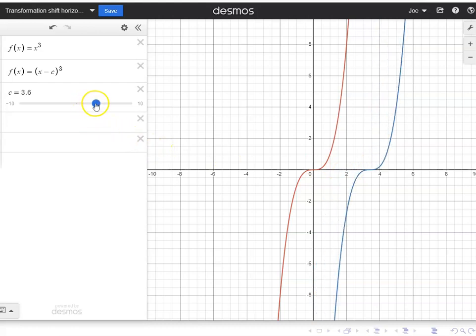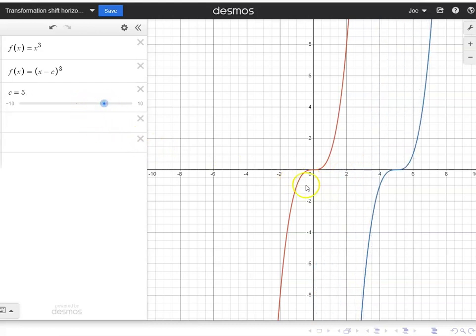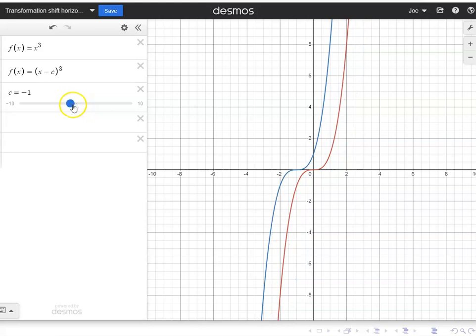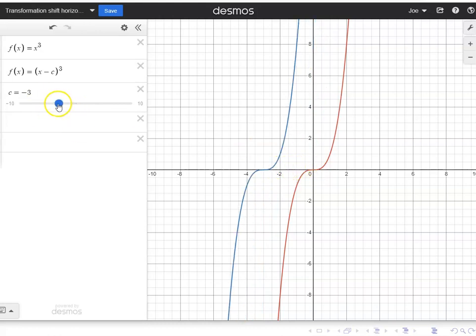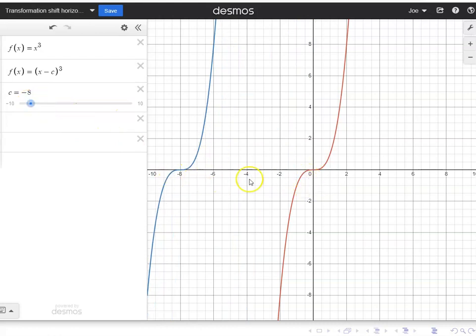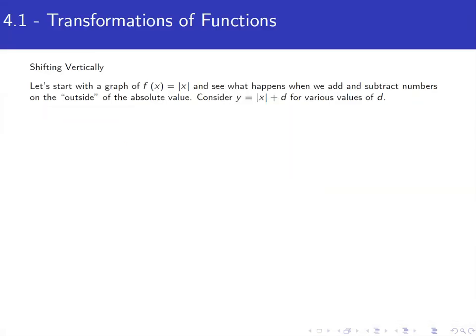If I scroll over a little bit more, let's say I go all the way to 5, I see that I've taken the original f of x equals x cubed and moved it right 5 units. If we move that c value to the other side, let's say we go to -1, I've moved it 1 unit to the left. Notice that if we put -1 in for c here, we would have (x plus 1) cubed. Again, move it over to -2, we've gone left 2 units. Or if I scroll over really far, maybe I put in -8, this has been shifted to the left 8 units.